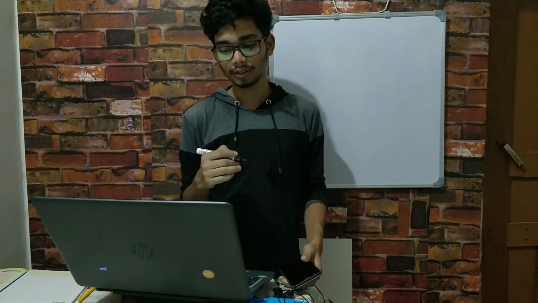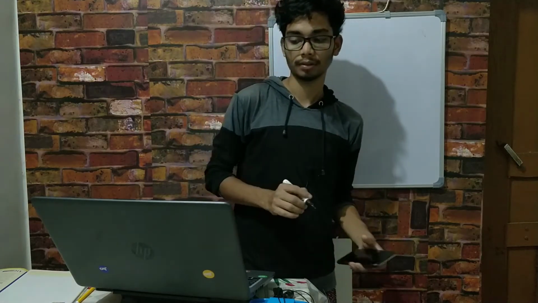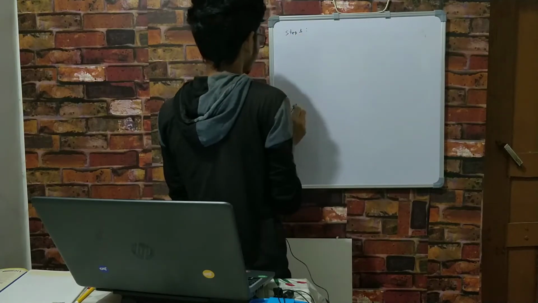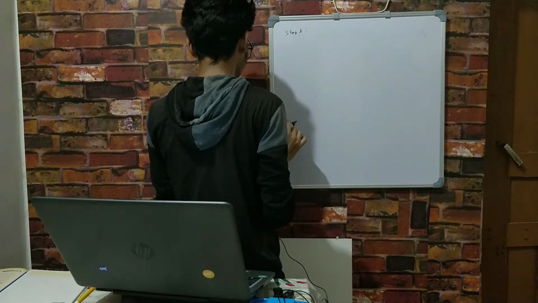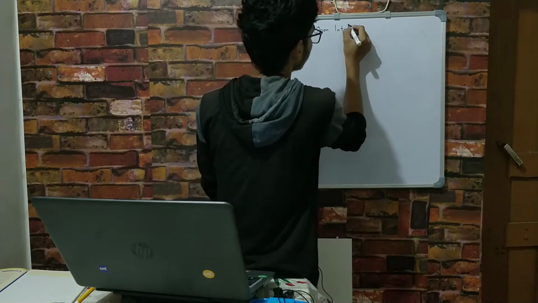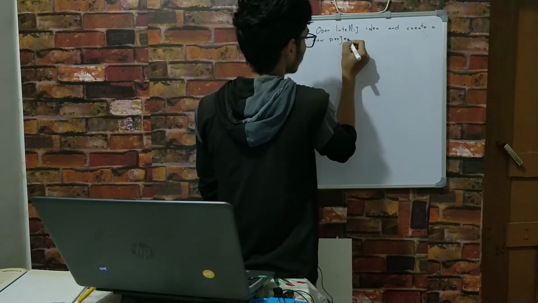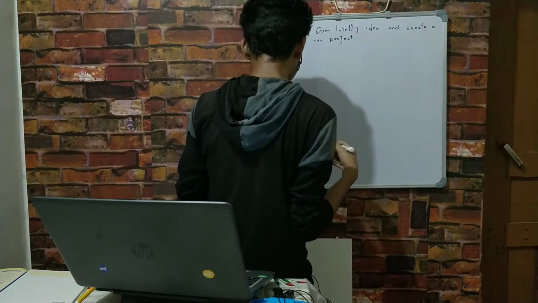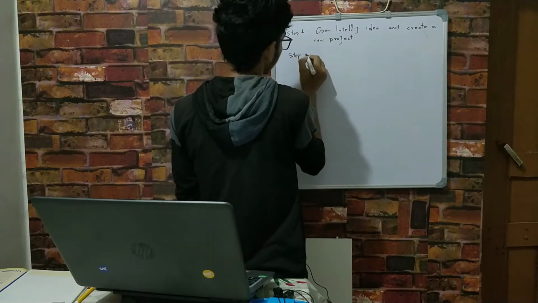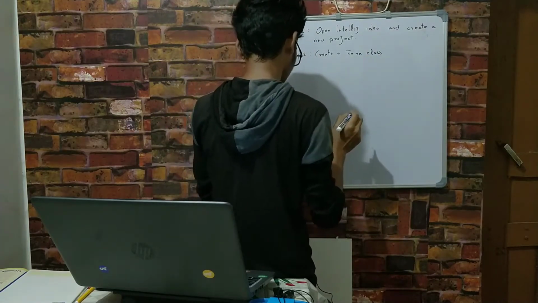The project is divided into a few steps. I write down these steps on the whiteboard. Step 1 is open IntelliJ IDEA and create a new project. Then step 2, create a Java class file in the project.